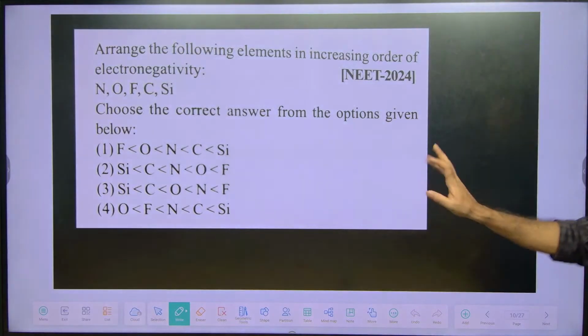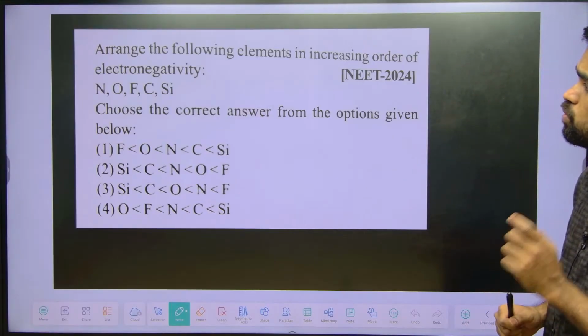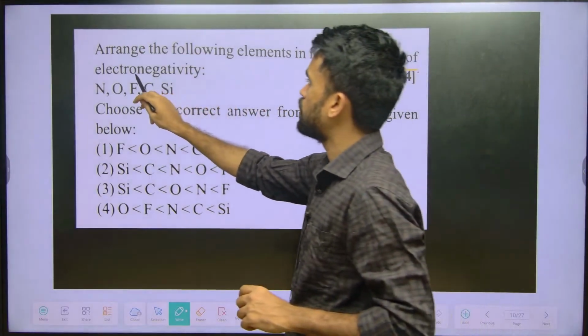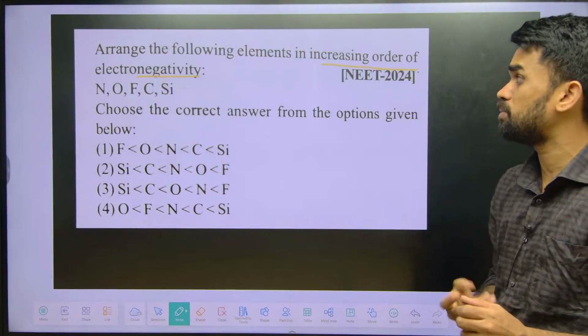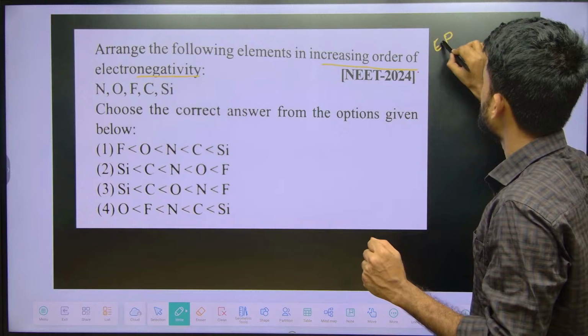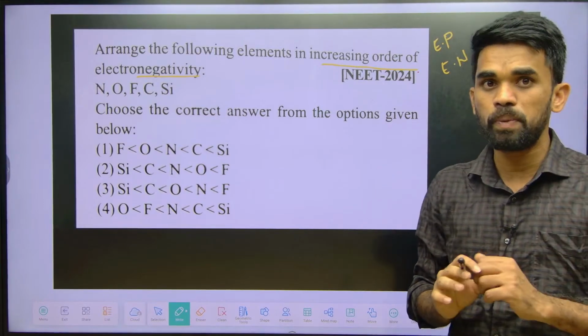Now in the exam, questions will be like this. This is a NEET 2024 question. Just observe what they are saying. Arrange the following elements in the increasing order of electronegativity. See, today we haven't discussed electronegativity, but we discussed electropositivity to some extent, and a little of electronegativity when we were studying p block elements, right?